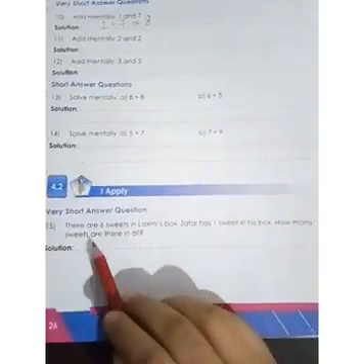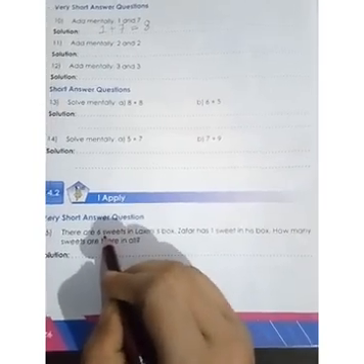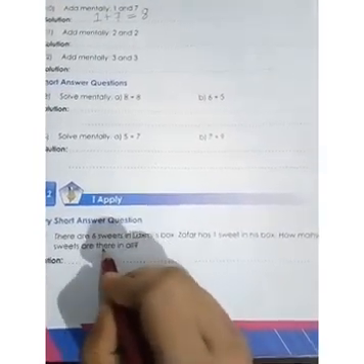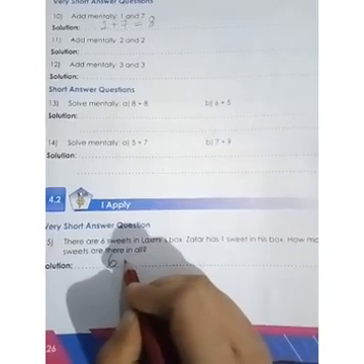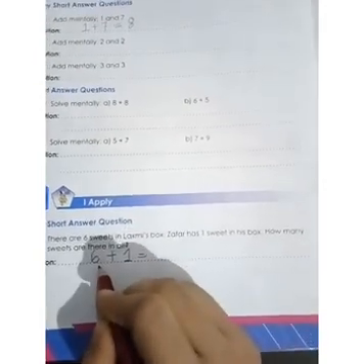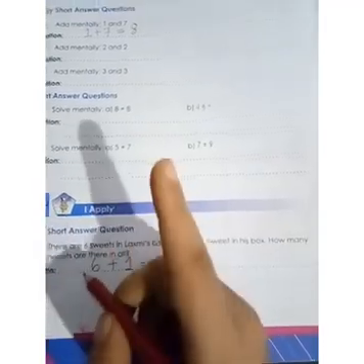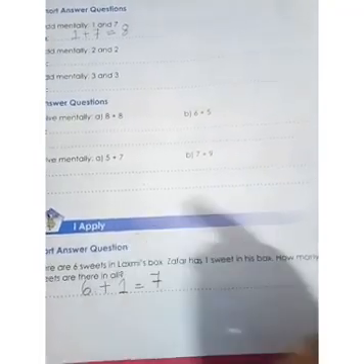Okay. There are 6 sweets in Lakshmi's box. Jafar has 1 sweet in his box. How many sweets are there in all? In all also means addition. So how many sweets does Lakshmi's box have? 6. In all means plus. And how many does Jafar have? 1. So we have to do it mentally here. So what is the bigger number? 6. And after 6, keep your fingers open. What is the number after 6? 7. We have to count only one number. So 6 plus 1 equals 7.